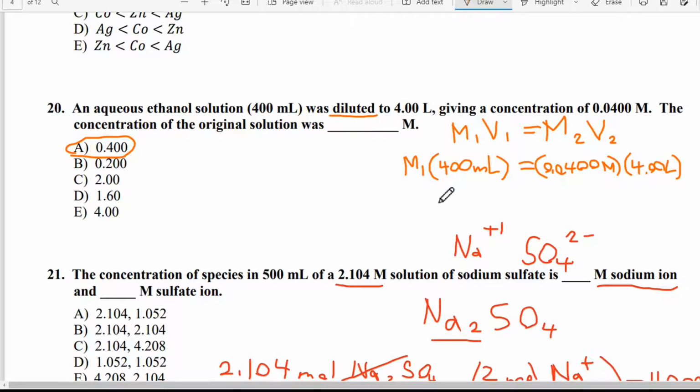Yeah, so let's just say if we converted this to liters, this would be 0.4 liters. And then all you'd have to do is divide both sides by 0.4 liters, and that would give you your answer.